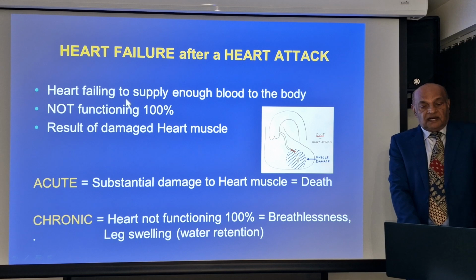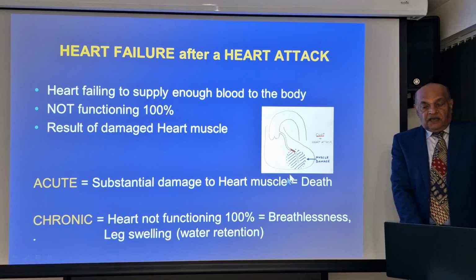Now, in the case of the heart, if it is failing to supply enough blood to the body, in other words, not functioning 100%, which is usually due to damage to the heart muscle, that can result in heart failure. If you've got a major heart attack with very substantial damage to the heart muscle in an acute setting, in other words, when you've just had a heart attack, that can result in death.